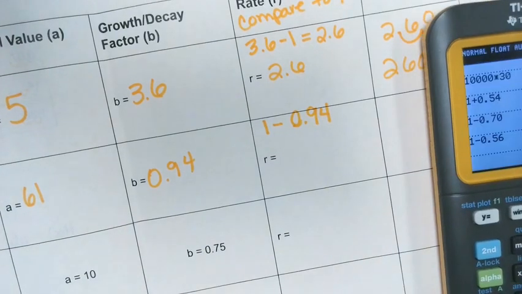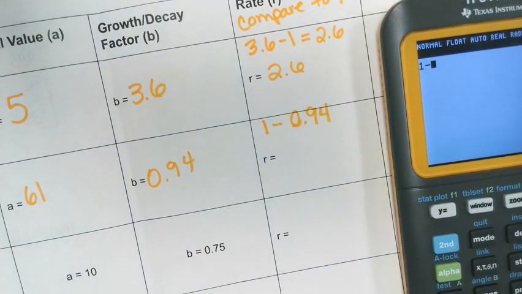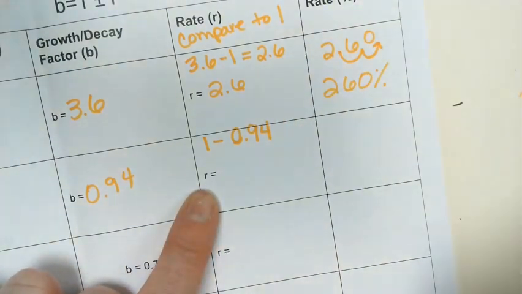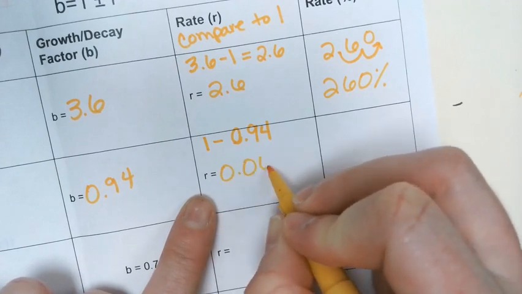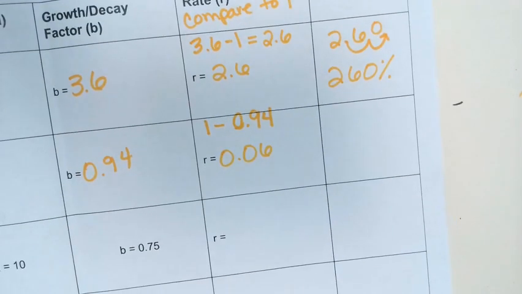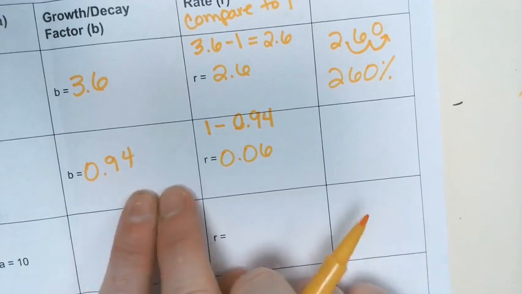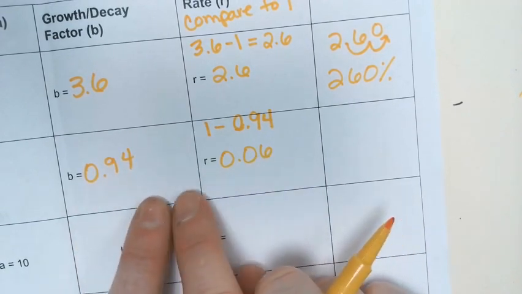So if you're not sure, always use that calculator. 1 minus 0.94 is 0.06. That's our rate, the rate of decrease. These add up to equal 1. See how they are? So with decay, they'll always add up to equal 1.